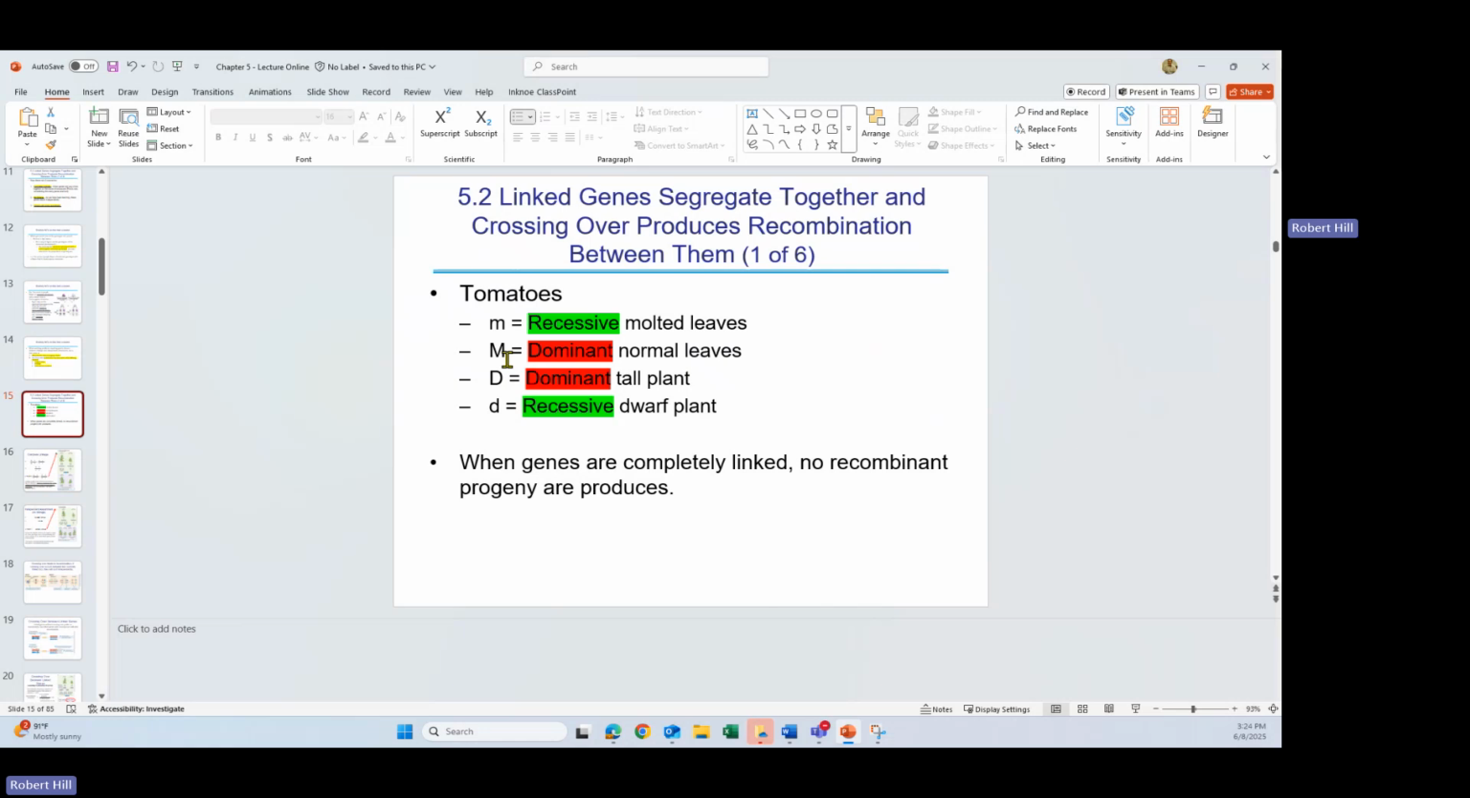They've got leaves and they've got fruit, and they're plants. And some are tall and some are dwarf. Okay, tall is the dominant, dwarf is the recessive, and their leaves can either have a mottled appearance or they can be normal, right? Wild type. And normal is dominant, mottled is recessive. Okay. So when the genes are completely linked, you get no recombinants. That's one way you're looking at a scenario of genetic linkage. There's no recombinants in the progeny.